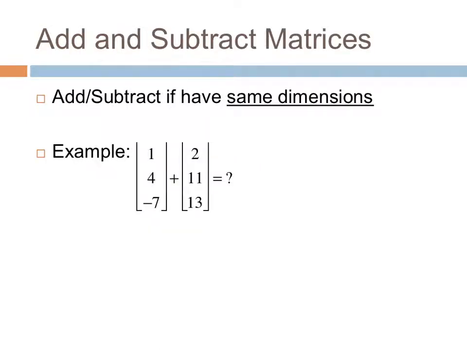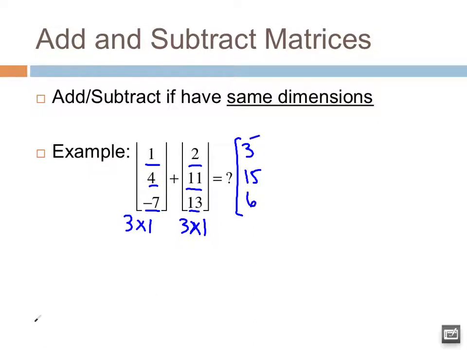First thing, you can add and subtract matrices that have the same dimensions. So you're going to want to write that down. This first example, the first matrix is 3 by 1, 3 rows, 1 column. Second one is also 3 by 1. Because they're the same dimensions, we can add them. All you need to do is add the corresponding elements. So 1 add 2 is 3. 4 add 11 is 15. Negative 7 add 13 is 6. That's your final answer.